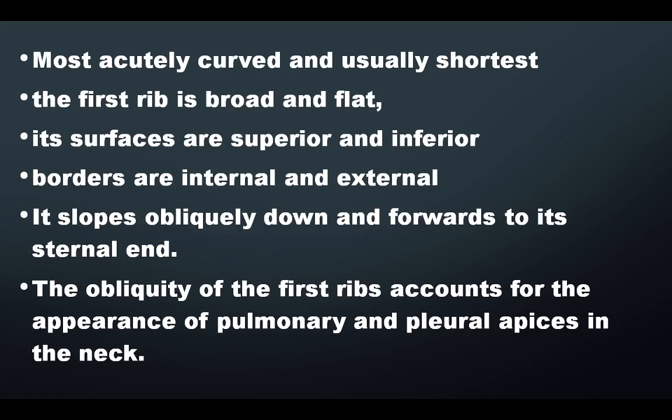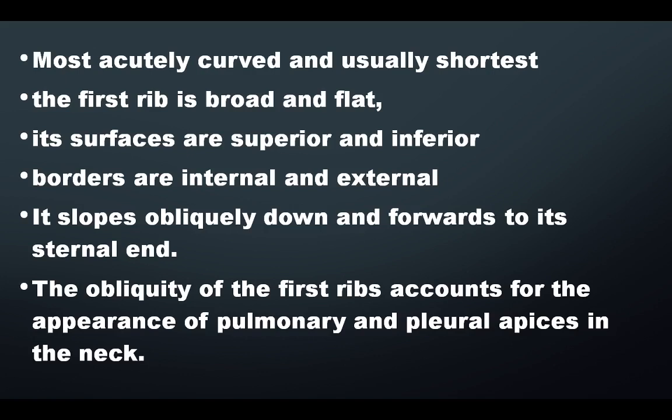In the typical ribs we found that the borders were the superior border, which was rounded, and the inferior border, which was sharp, along with the costal groove. But in the first rib we see that the borders are external border and internal border, not superior and inferior border. And just like the other ribs, it will slope obliquely downwards and forwards to its sternal end. The sternal end of the first rib attaches by a primary cartilaginous joint. Then the obliquity of the first rib accounts for the appearance of pulmonary and pleural apices in the neck.